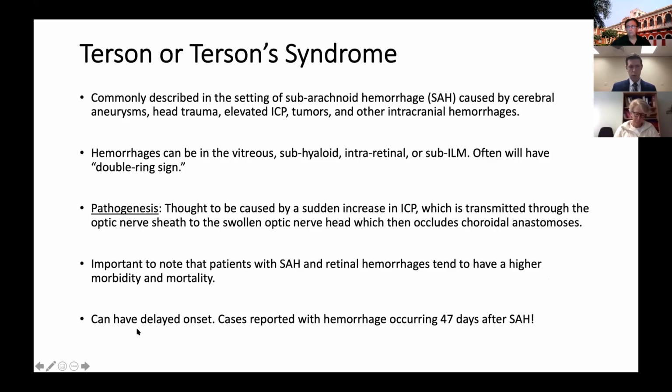And another important thing to keep in mind is this can have a delayed onset. The farthest case report I found in the literature showed that hemorrhage occurring from subarachnoid hemorrhage occurred as far out as 47 days after the initial intracranial hemorrhage. So something to keep in mind if you see subarachnoid on their medical chart and you're following them up in your clinic.